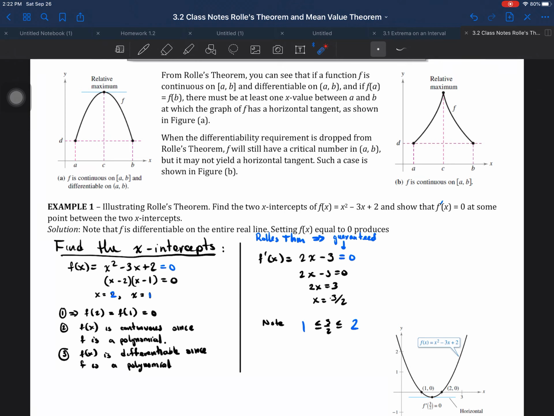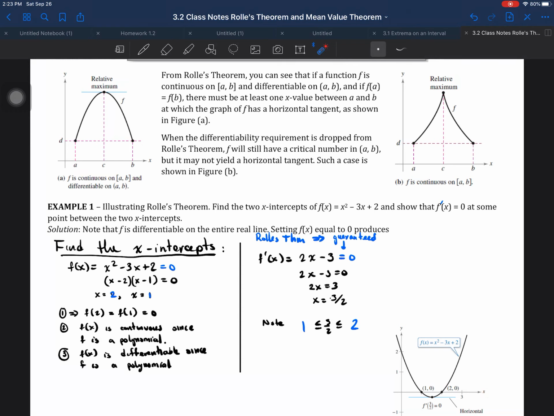that illustrates Rolle's theorem. Find the two x-intercepts of f(x) = x squared minus 3x plus 2, and show that f prime of x equals 0 at some point between those two x-intercepts. So we can see the picture that was going on, right? But let's assume that we don't have a picture. What we're going to do is find these two x-intercepts, right? X-intercept means that the function is intercepting the x-axis.